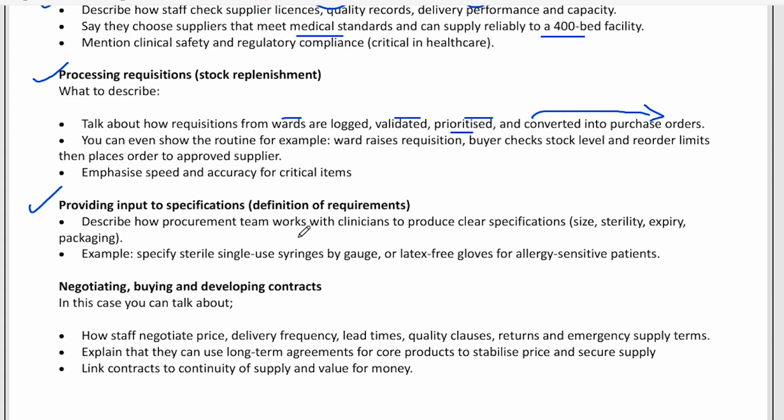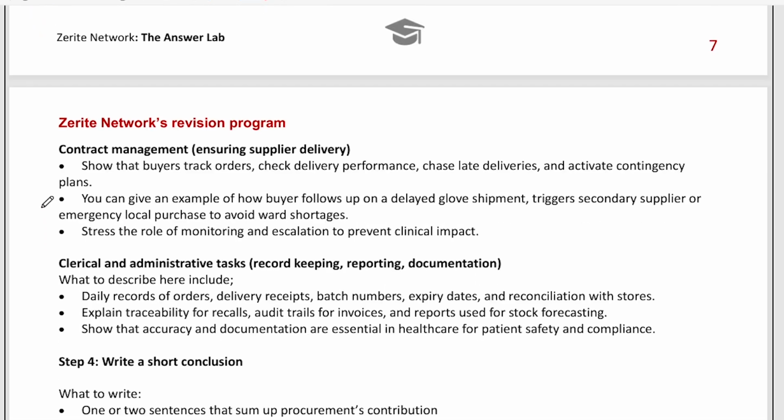Anyway, other activities that you can mention here will be providing input to specifications, because remember, the people who work with the patients, like the doctors and the nurses, they know the sort of syringes and the sort of gloves they need, so they'll give you the specifications. But you are also going to work together with them to get the specifications right, because they might just say, yeah, we need nice gloves. It's like, what does that mean? So you look at what nice means in this context. So anyway, I'm just talking about specification development in this case. And then we have negotiating, buying, and developing contracts. So you'll just go ahead and talk about all the functions like that you want.